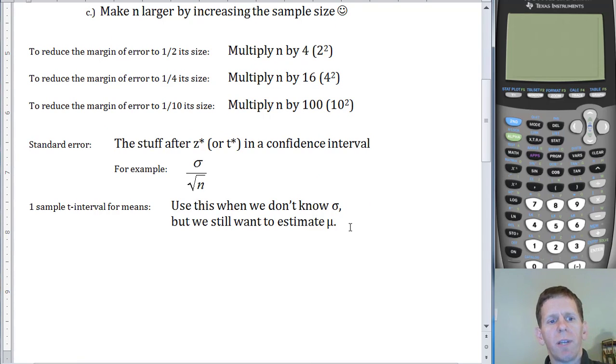So we're going to use the one sample t interval when we don't know sigma, but we still want to estimate the mean of the population. So if we know sigma, use a one sample z interval. If we don't know sigma, use a one sample t interval.